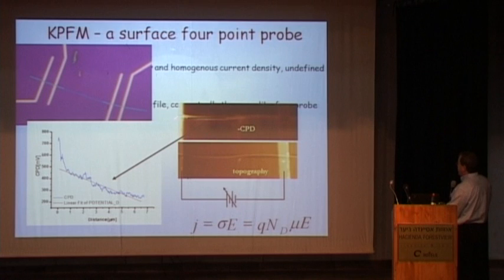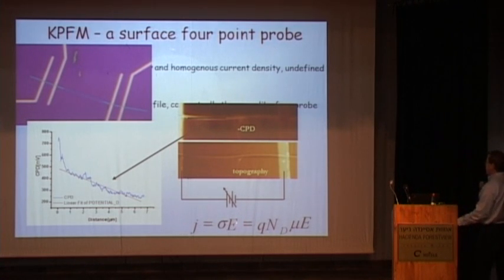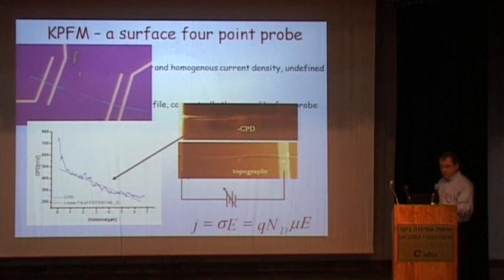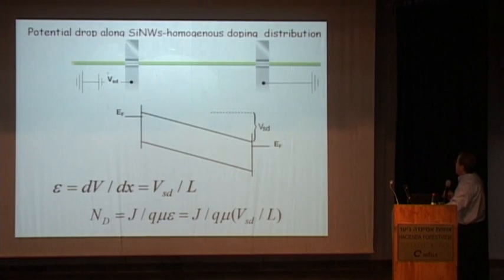And if you measure the current between the two contacts, you have the current, you have the electric field, and you can get the dopant concentration. So this is a simple way to use Kelvin probe force microscope with only two contacts. But this is just a basic approach; I'll show you what we use it for further on.